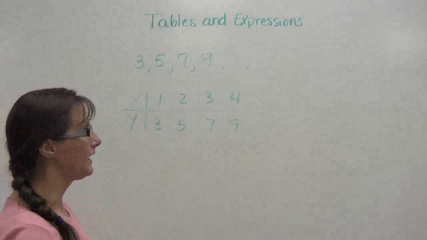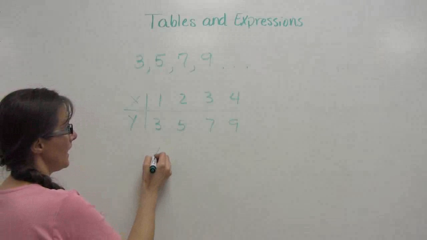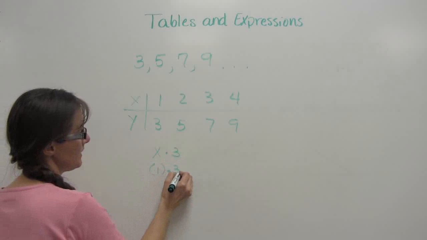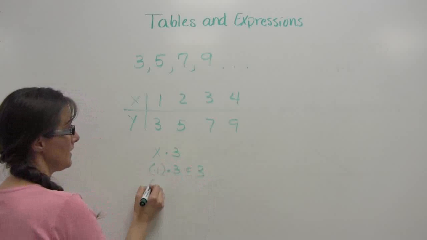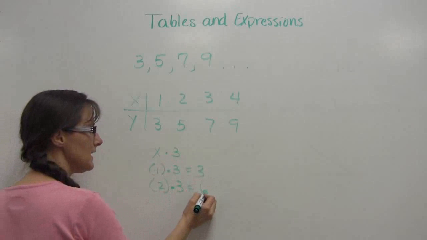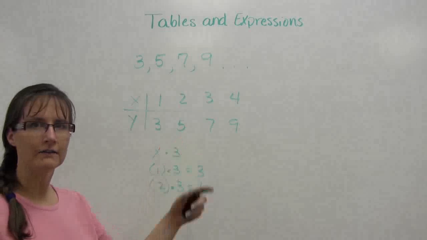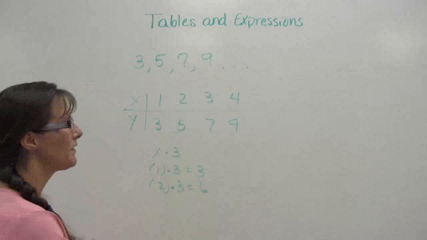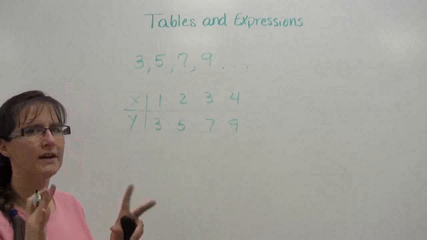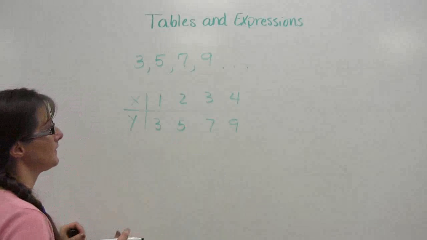So I need to look at this again. Well, I could multiply by 3. 1 times 3 is 3. That works. But what happens when I put in a 2? I'm going to get 6. I need a 5. That means I have to come up with a combination of things. I'm probably going to add, subtract, multiply, divide. I'm going to do a couple of different things here.